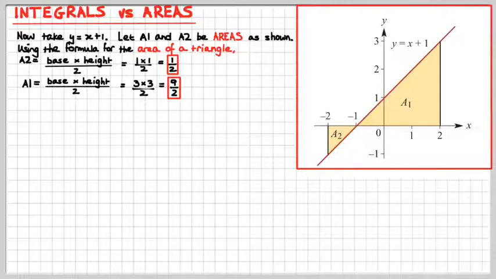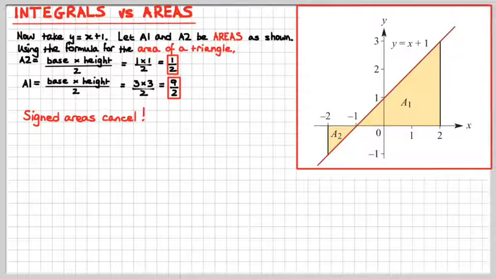So the combined area there, the unsigned combined area of A1 plus A2 would have to be 4.5 plus a half, which is 5, okay? 5, you agree? That's the amount of real estate, just the amount of land, if you like. Alright. Now, the thing is, though, that signed areas cancel.